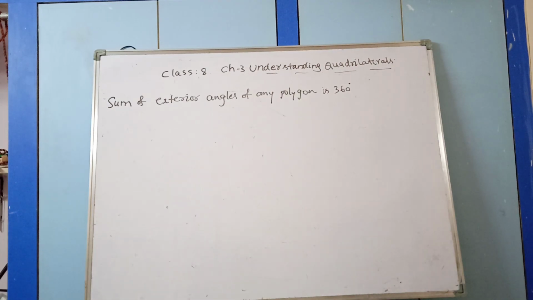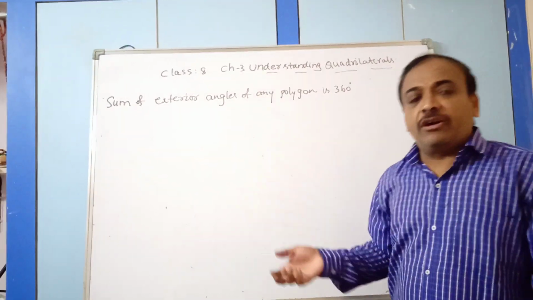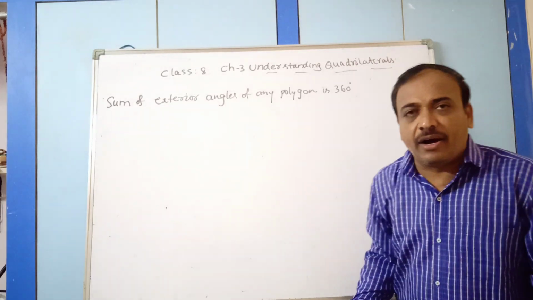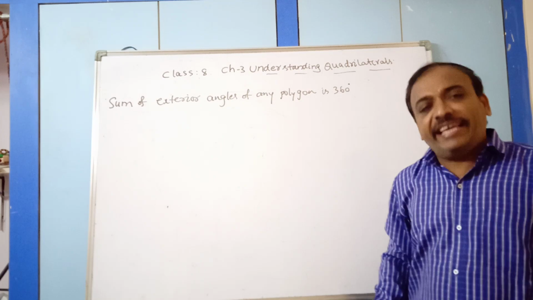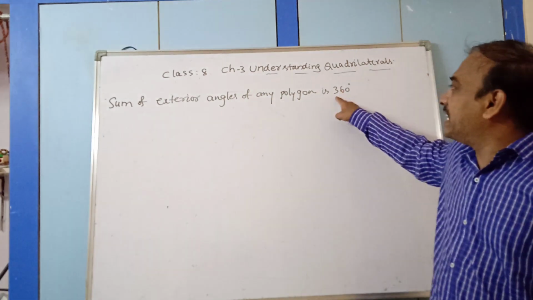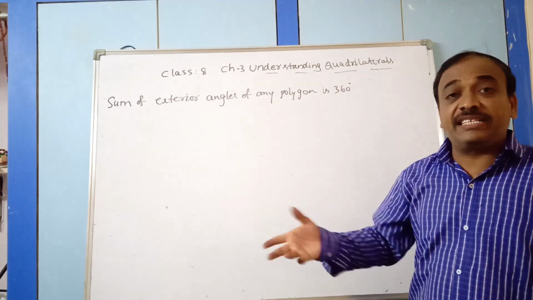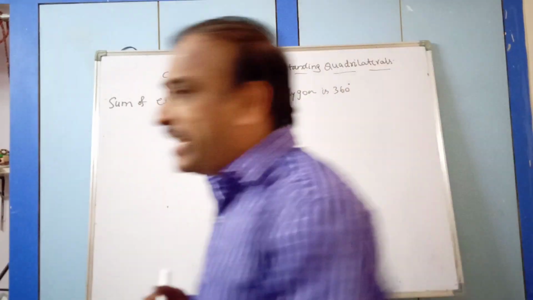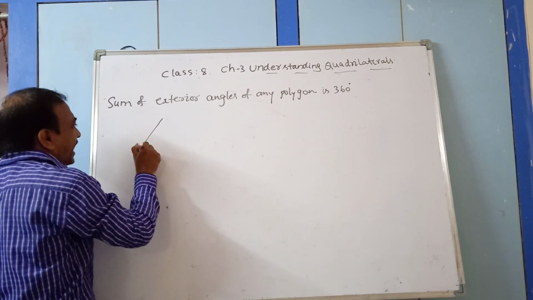Now we see the sum of exterior angles of any polygon. Any polygon means it may be a triangle, a quadrilateral, a pentagon or a hexagon. The sum of exterior angles is always the same, equal to 360 degrees. It may be any polygon, 3-sided, 4-sided, 5-sided. I am talking about exterior angles.